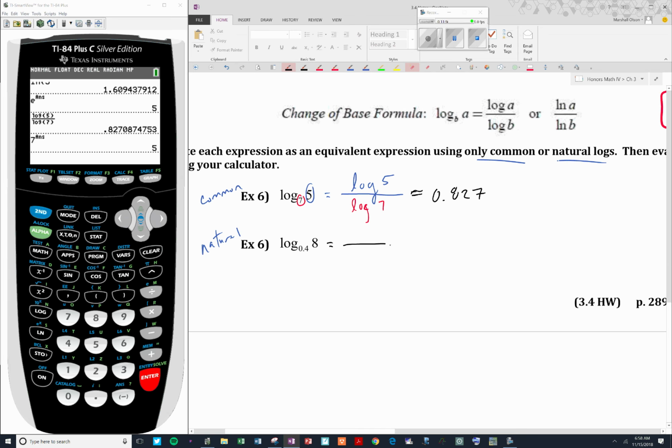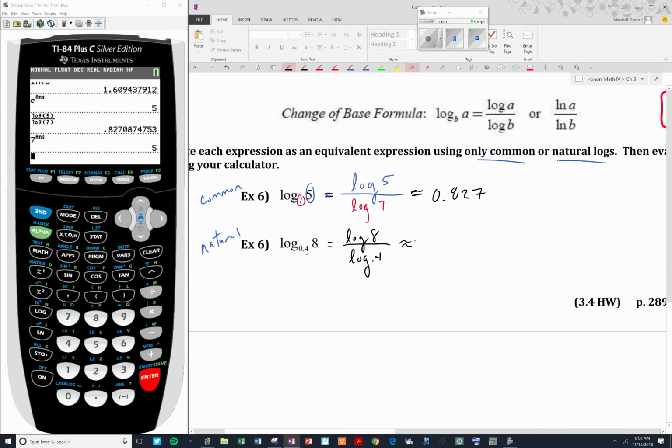All right, so notice how I'm writing an equal sign right away, because this is an exact value. So my next one is going to be log of 8. It is an equal sign. It doesn't look very nice. Log of 8 over log of 0.4. Base always goes down in the basement.